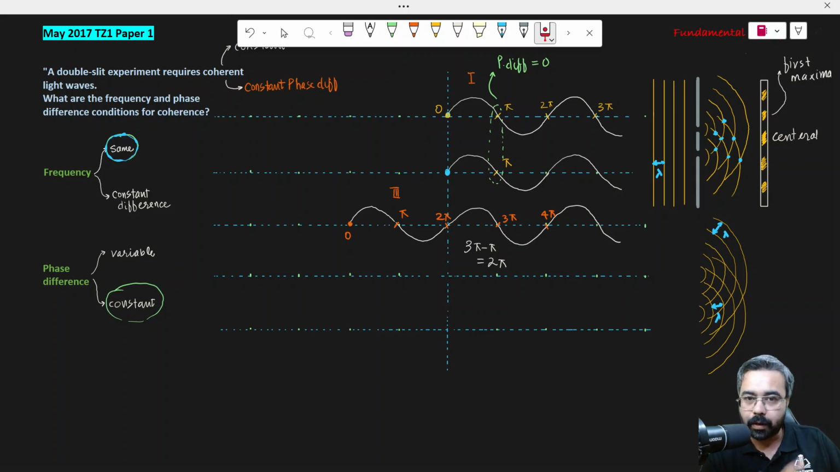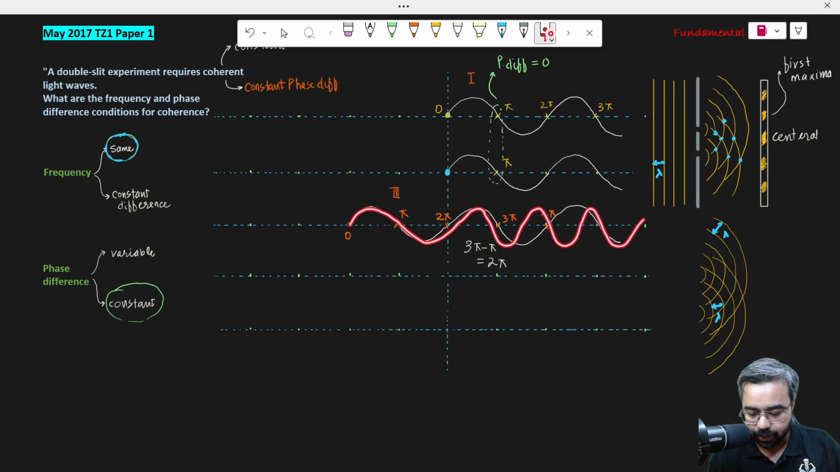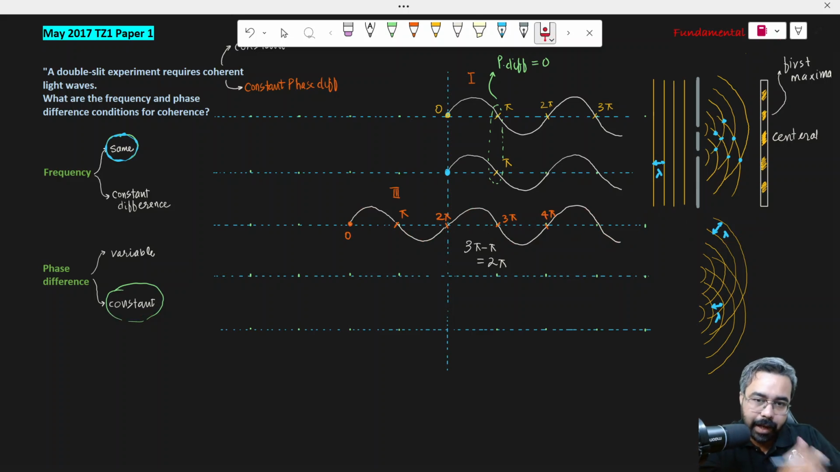But if this wave does not have a constant frequency, which means that it is something like this, the phase difference will obviously change. It means that it is important that the phase difference must be constant. That makes the two waves coherent.